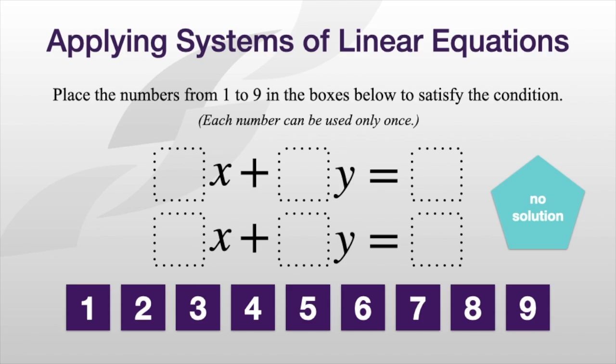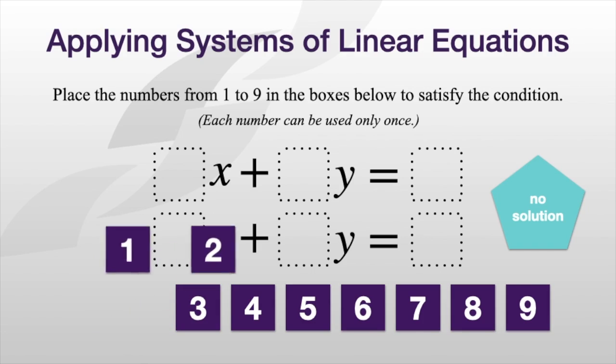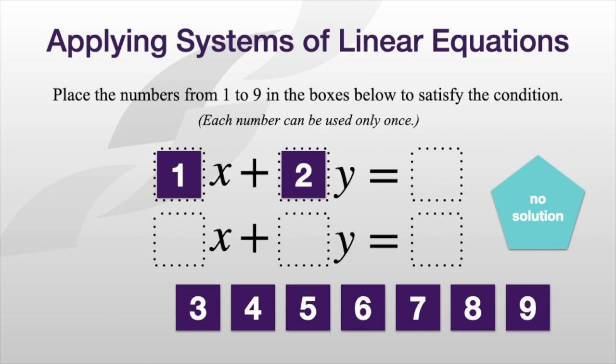What if we placed 1 and 2 in the following boxes? It's these two coefficients that determine how x and y change in relation to one another. Keeping this ratio the same in the second equation will ensure that the slopes are the same. 1 to 2 is equivalent to 4 to 8.